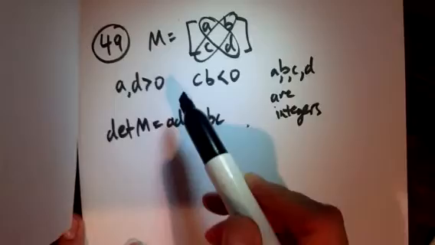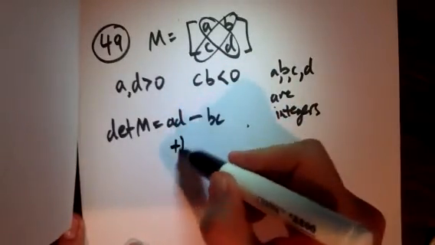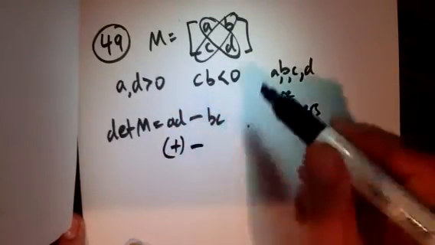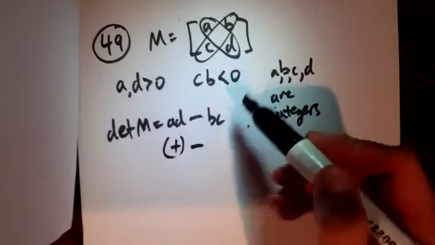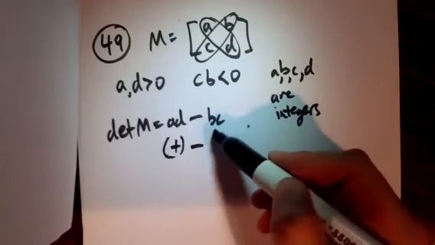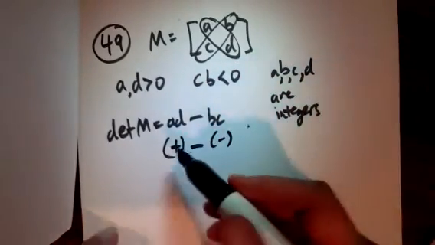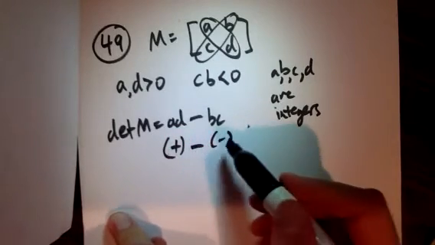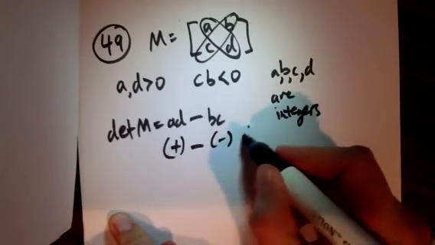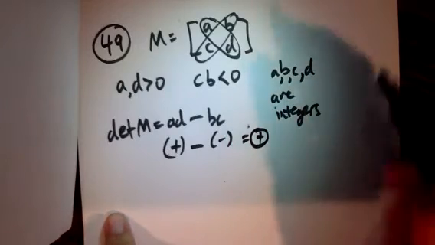A and D are both positive, therefore their product is positive. C times B is negative, therefore B times C is negative. So a positive integer subtract a negative integer, that's going to be positive.